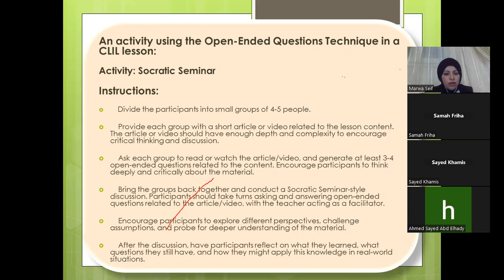You get them together and you start posing questions. You and the students pose questions and they answer them, and you discuss which of these are the most beneficial. How could you relate the knowledge they had to real life? Do they still have other questions that they need more support on or elaboration on?